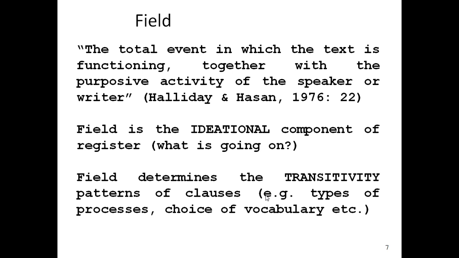So, as I told you, processes, participants, circumstances, and another thing that the transitivity system determines is the choice of vocabulary. Why is that? Well, it is because, as you should know by now, in order to probe the nature of the ideational metafunction of field, we have to ask ourselves, what is going on? So what is going on is also expressed through vocabulary.